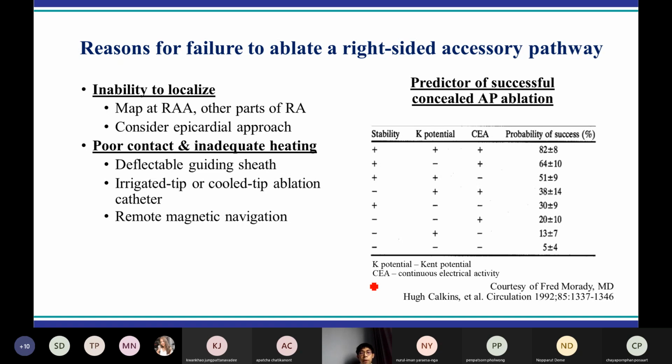The reason for failure to ablate a right side accessory pathway is, first, the inability to localize the pathway, because you could not find the right spot to ablate, as it is quite difficult to maintain the catheter in those directions. When it is difficult to maintain the catheter, the contact is poor and there is inadequate heating to the tissue. So the right side accessory pathway might recur after the ablation.